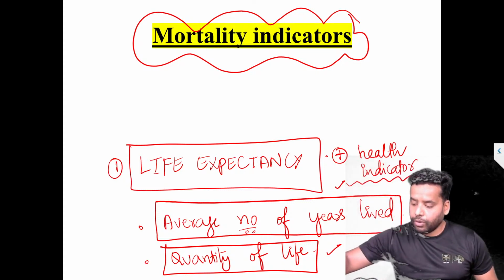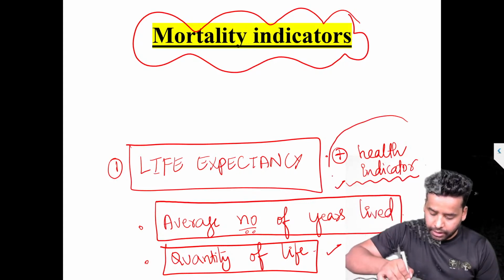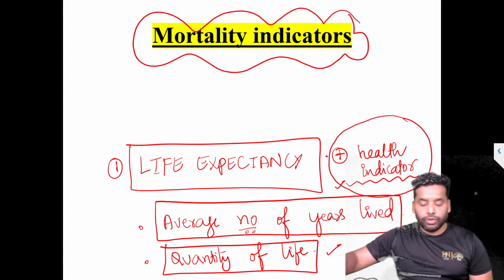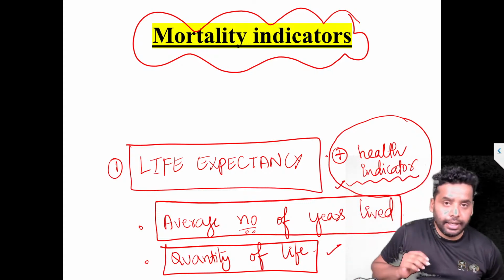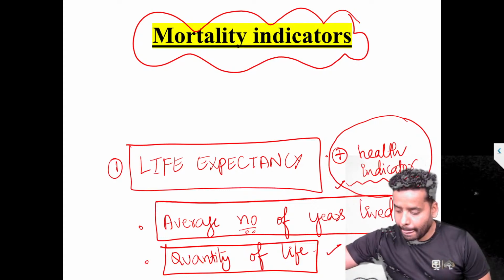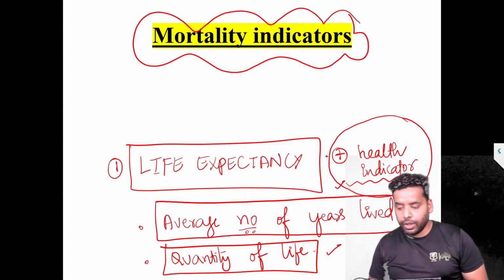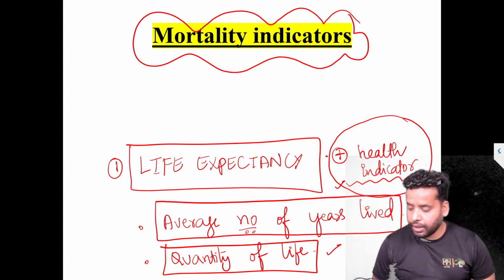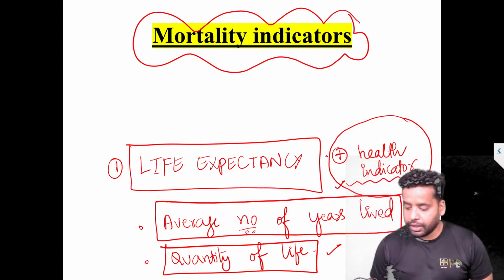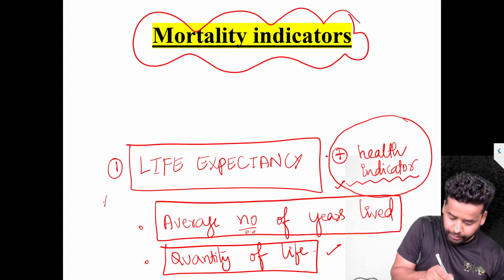So which of the following mortality indicators is a positive health indicator? Answer my question. Which of the following mortality indicators is a positive health indicator? Answer is life expectancy. Don't make this mistake in the exam.